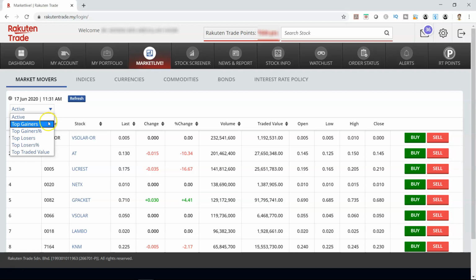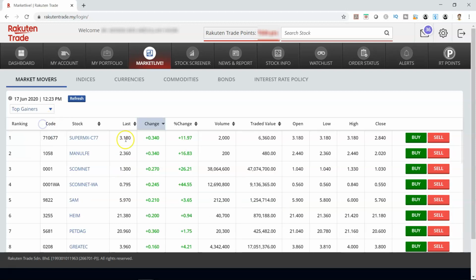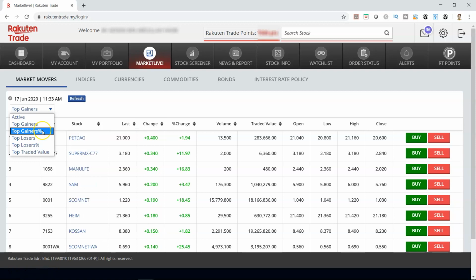The next thing you can do is look at the top gainers. So over here, we can see the gains for counters for a particular day. This one rose by 34 cents, and so on and so forth. Next, we can look at top gainers based on percentage.